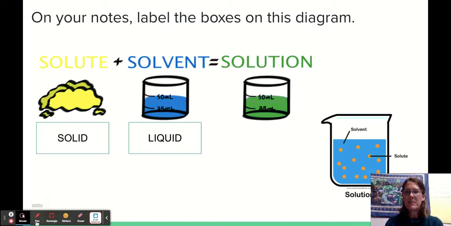And look carefully at this picture of a solution. Here is a solute particle, like maybe this is the salt that has spread out in the water that I just showed you, and then the water itself is the solvent.